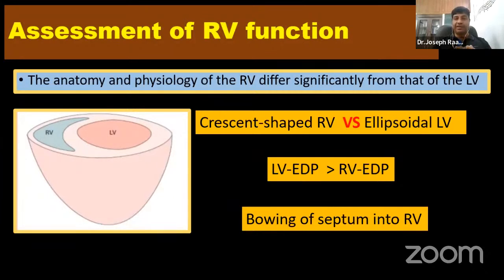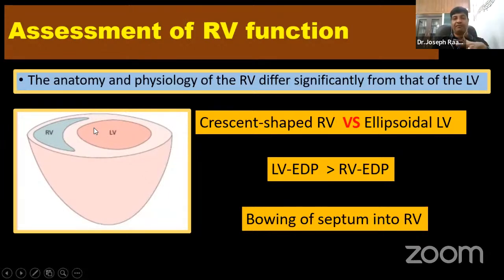We know that anatomically and physiologically, the RV is different from the left ventricle. The left ventricle is ellipsoidal or circular, whereas the RV is crescentic. This is very important. Physiologically, at any point of time, the pressure within the left ventricle is much more than in the right ventricle. As a result, the septum is always pushed into the RV, which makes the left ventricle circular and the RV crescentic.